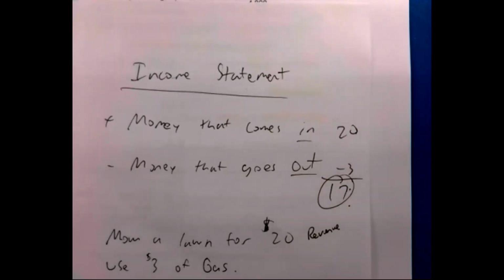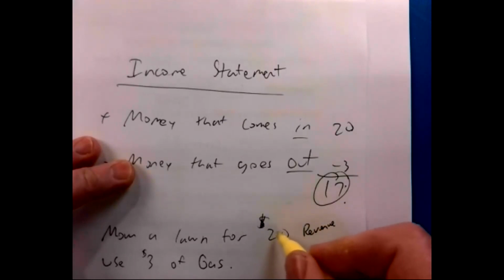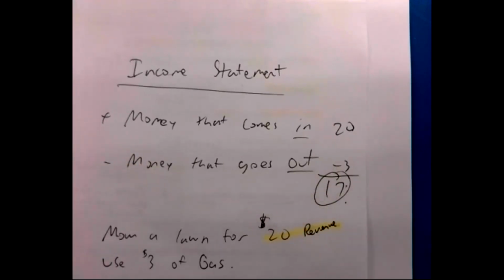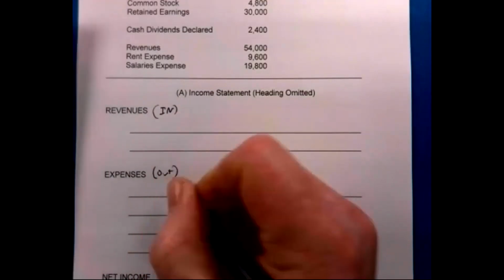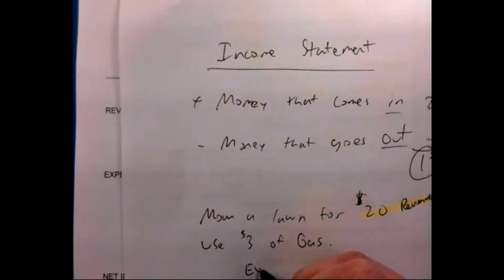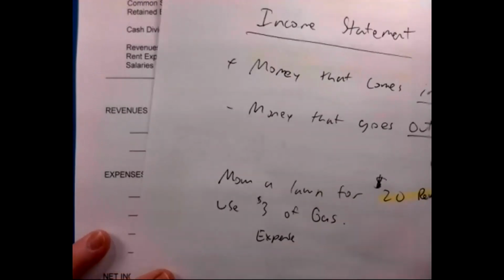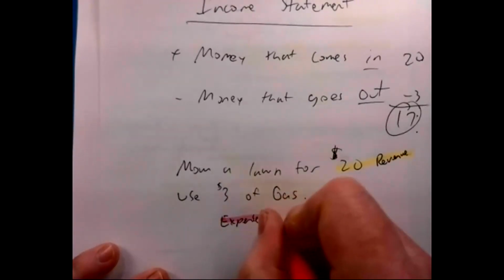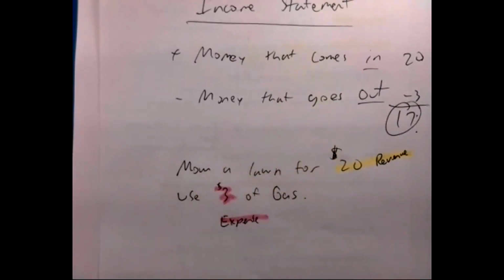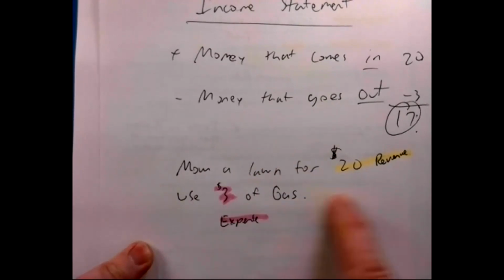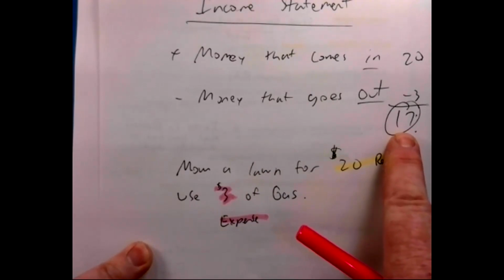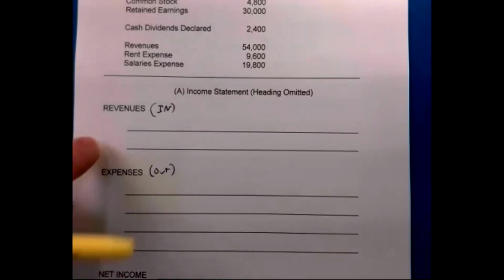In our new nomenclature, the gas would be an expense. Anything that goes out is an expense. So the $3 for gas would be an expense. I mow the lawn for $20, use $3 of gas: $20 of revenue, $3 of expense. And what's left over, this would be my income. So same thing down here.